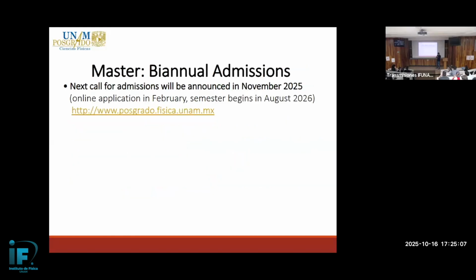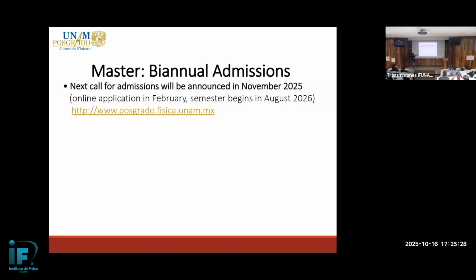One of the most important things that you need to know is how to get in. So at the master's level, we have 2 admission processes per year, 1 each semester. The next call for admissions will be announced just next month, November 2025. And then you'll find out the details in our website in particular.